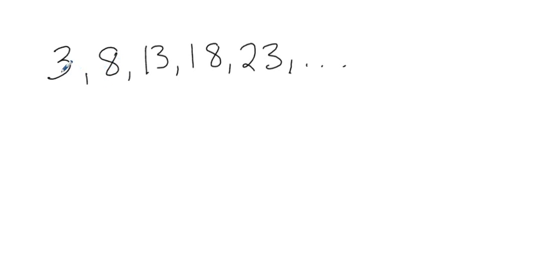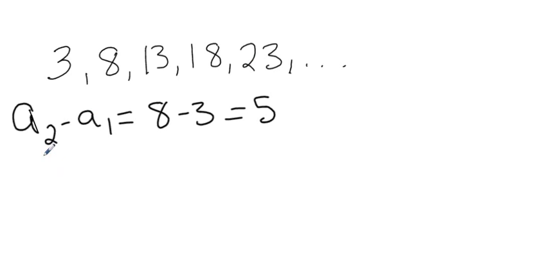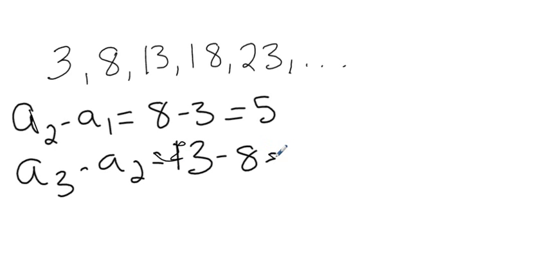Now, here's term a sub 1 and a sub 2. Let's take a sub 2 minus a sub 1. And what do we get? 8 minus 3, which is 5. Now let's look at a sub 3 and a sub 2. A sub 3 minus a sub 2, well, that's 13 minus 8, which is 5 also. Well, then a sub 4 minus a sub 3, well, that's 5 also. And then continuing on, there's a pattern here.